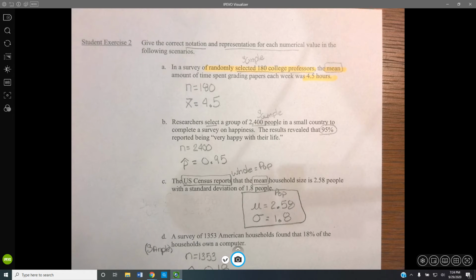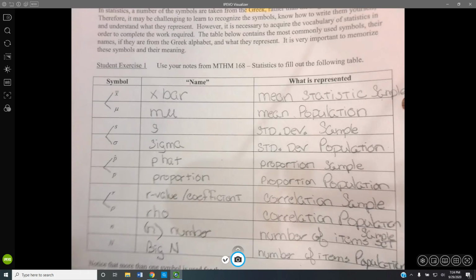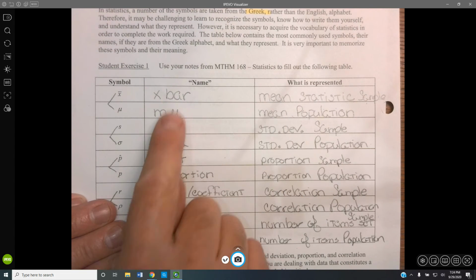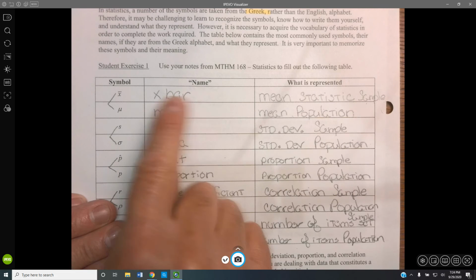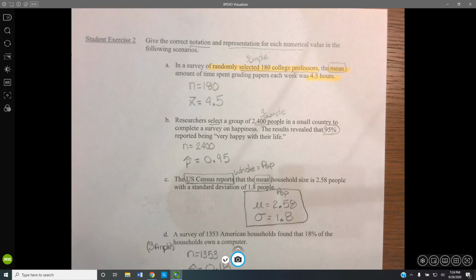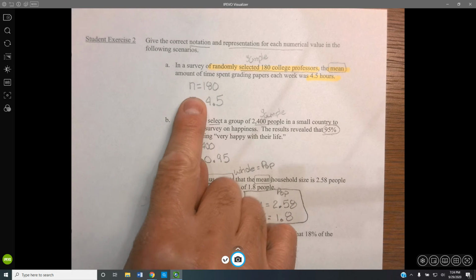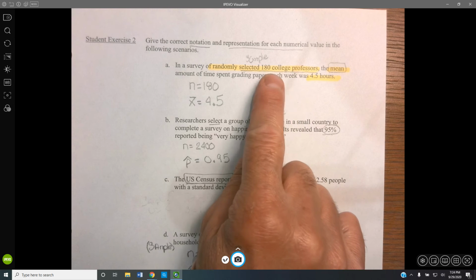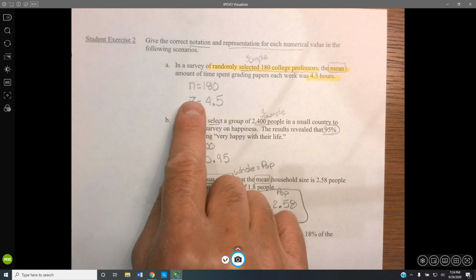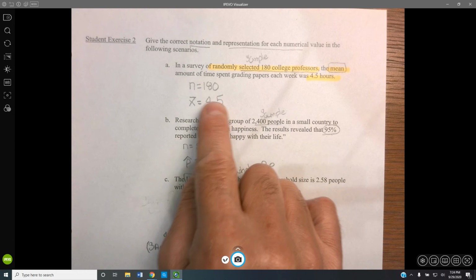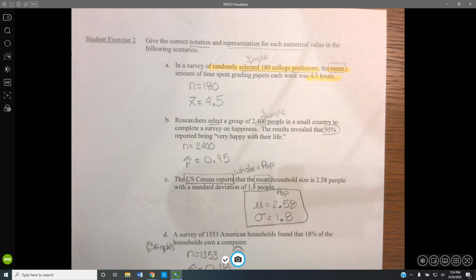So if I'm dealing with a mean of a sample, I come back to my list. I find means, which are either x bar or mu, and because it's a sample, I'm going to use x bar as my statistical sample. So first of all, small n, because it was a sample, is 180, because there were 180 people surveyed. x bar is my mean value, and it's 4.5. And I chose x bar because it was a sample.